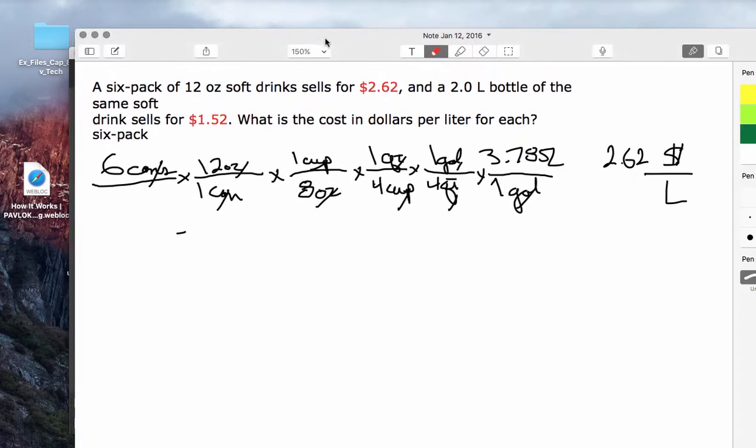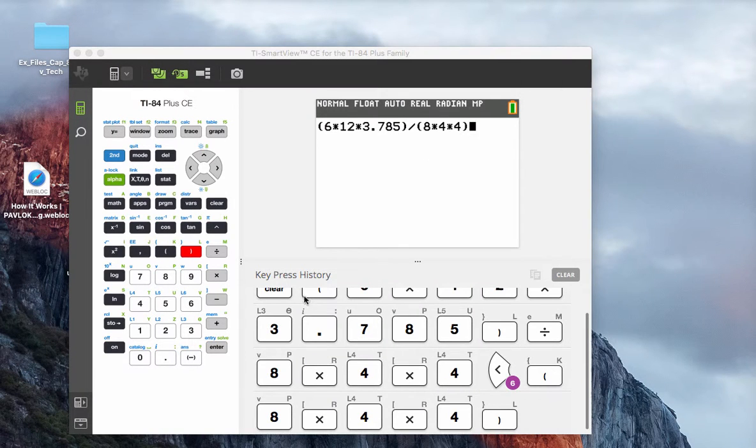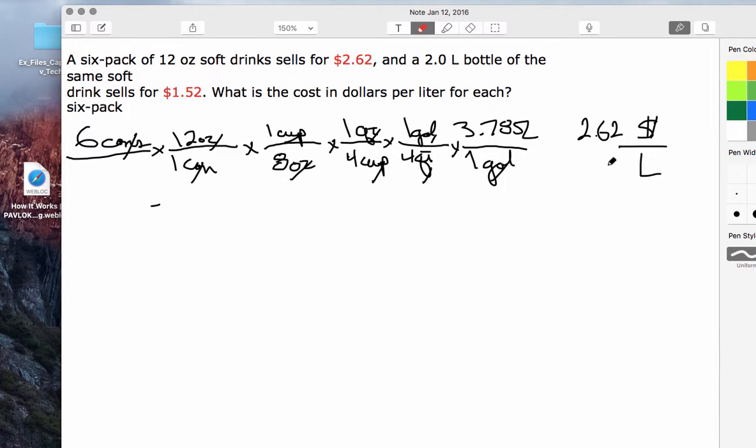And that comes from here. It's 6 times 12 times 3.785 divided by 8 times 4 times 4. And that should give me the number of liters that I have. So I'm going to press enter here, and I get 2.129 liters. I'm going to go ahead and record that value here. It's going to be 2.129. I just have to carry more significant figures than I've been given in any of my givens here, which is 3.